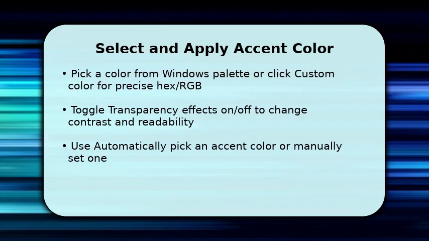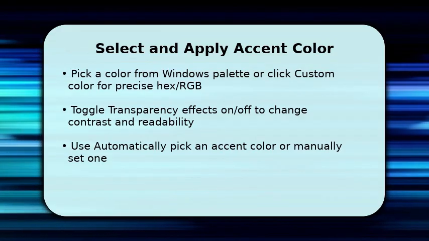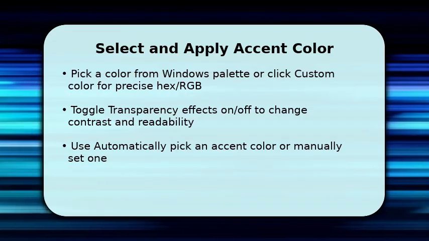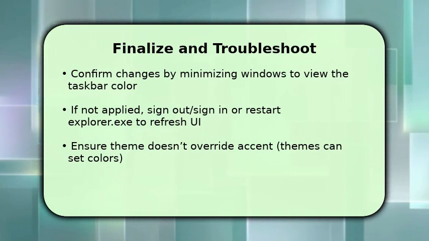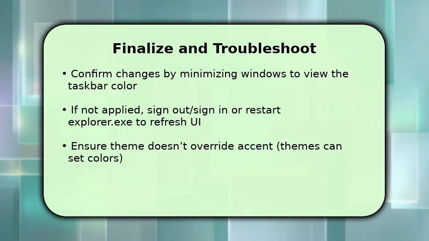If you want stronger contrast, turn off transparency effects. If you prefer a subtle look, keep it on. Use automatically pick an accent color if you want Windows to sample your background, instead of manual selection. Finish by confirming the taskbar reflects your accent. Minimize apps to inspect the bar.